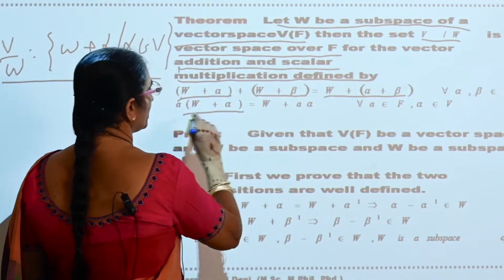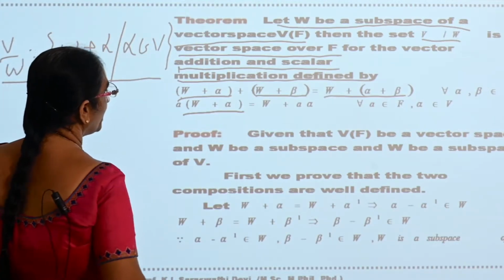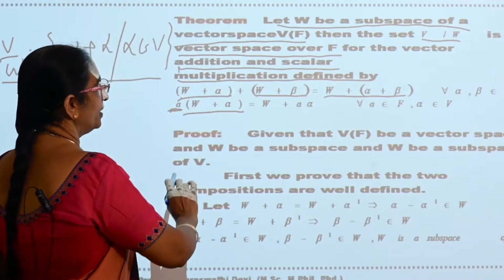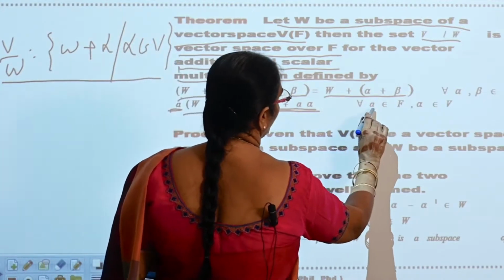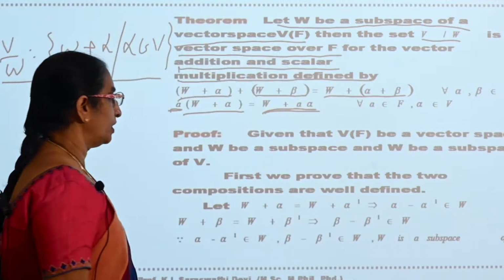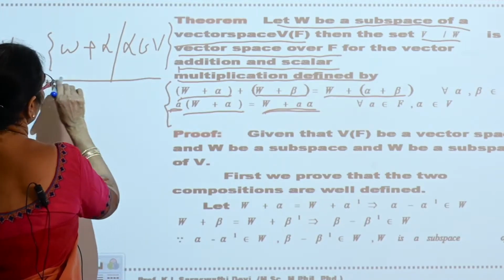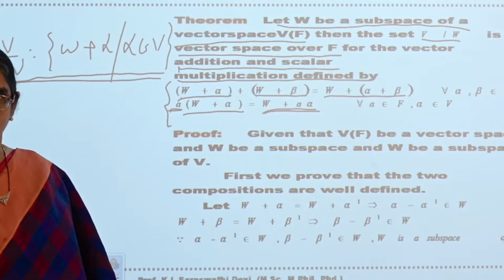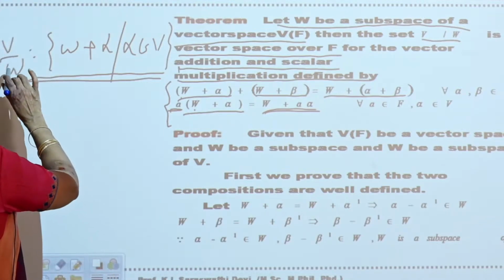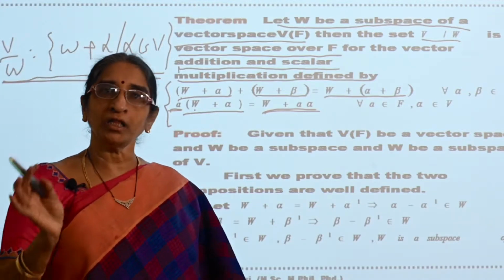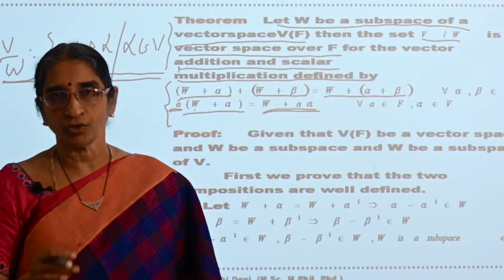Now see how the scalar multiplication is defined. W + alpha is an element in V/W, and a is an element in F. Then a(W + alpha) = W + a alpha, for every a belongs to F and alpha belongs to V. Now with respect to these two operations, this set of cosets will form a vector space. That means using these two operations, we have to verify whether this set of cosets satisfies all the properties of a vector space or not. Now we are going to do that.